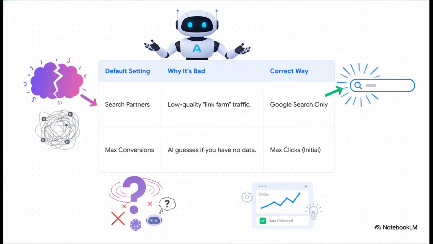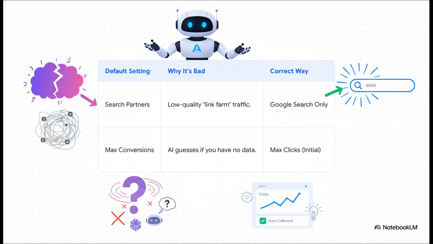Okay, so this chart here sums up our last 2 big traps. First, you've got search partners. These are other search engines and sites that use Google's results, but honestly, the traffic quality can be pretty terrible. To be safe, stick to Google search only. Second, and this is a big one, is your bidding strategy.